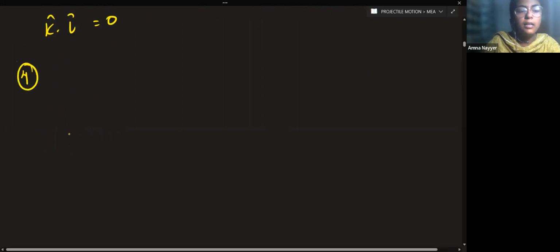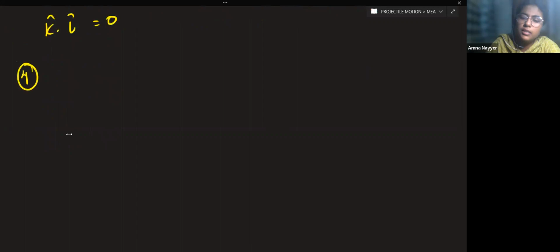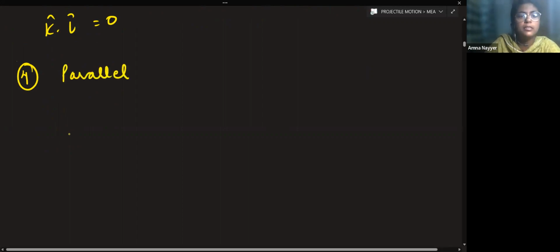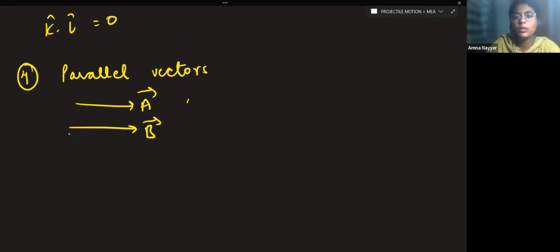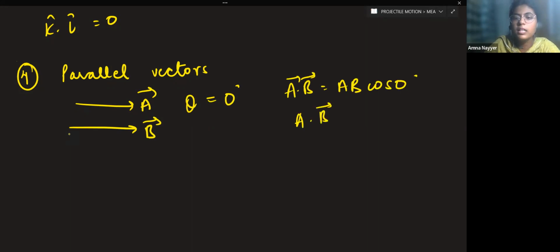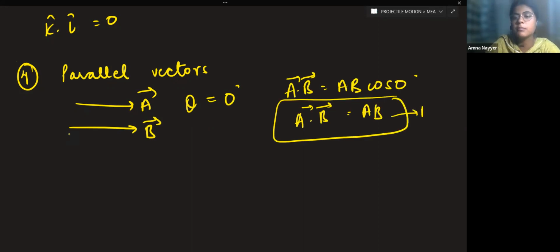Regarding parallel vectors, you get the maximum value, because cos 0 degrees comes into action, and cos 0 degrees is 1. So if you have parallel vectors, let's say this is vector a, this is vector b. Theta is 0 degrees between them. So a dot b will be ab cos 0 degrees, which gives you ab. This is its maximum value.